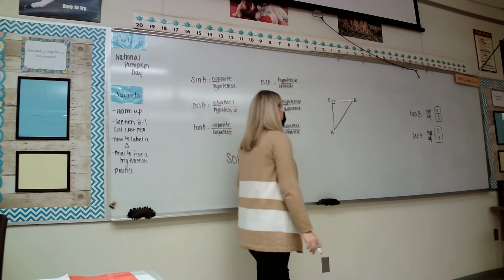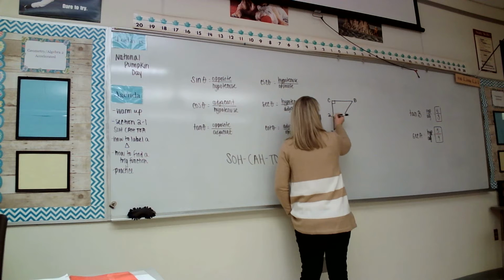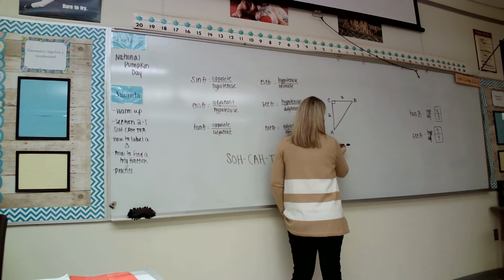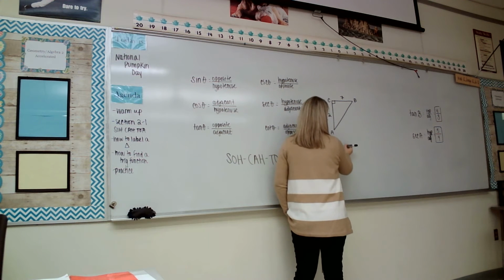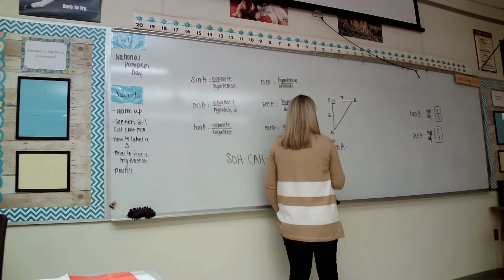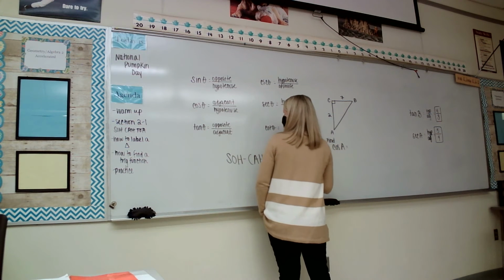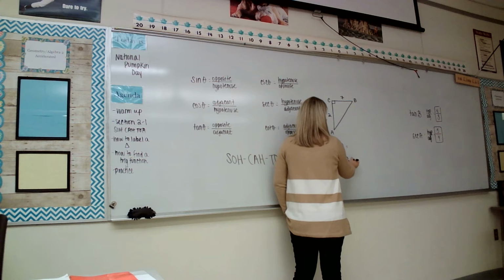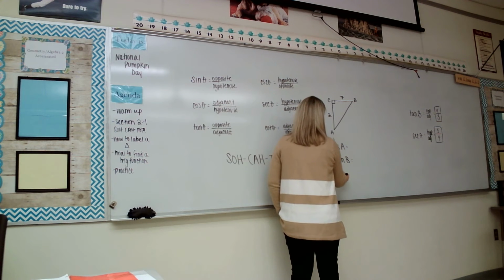I'm gonna say this side is 2 and this side is 7. And I wanna find cosine of A. I wanna find tangent of B. And I wanna find cosecant of A.